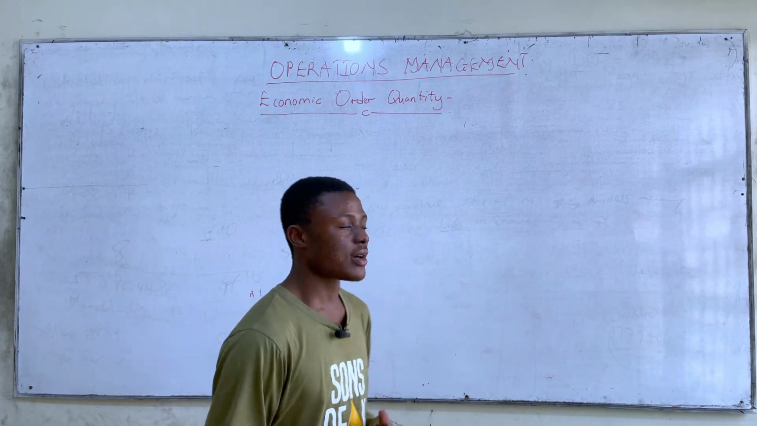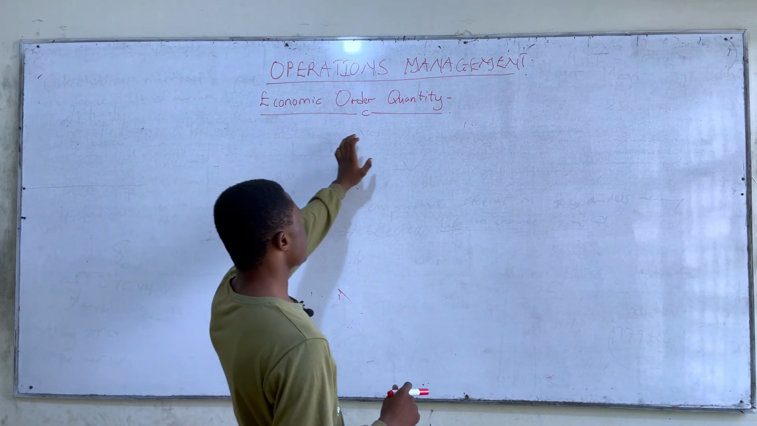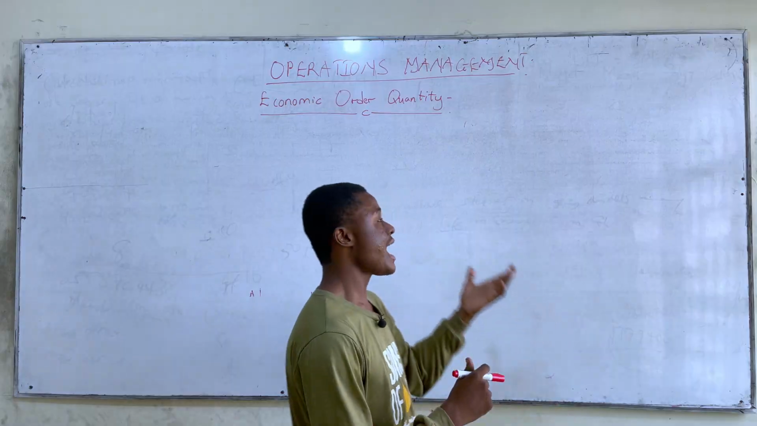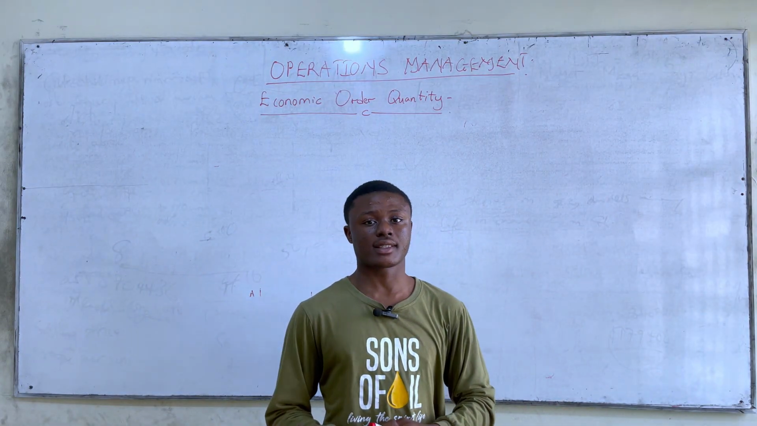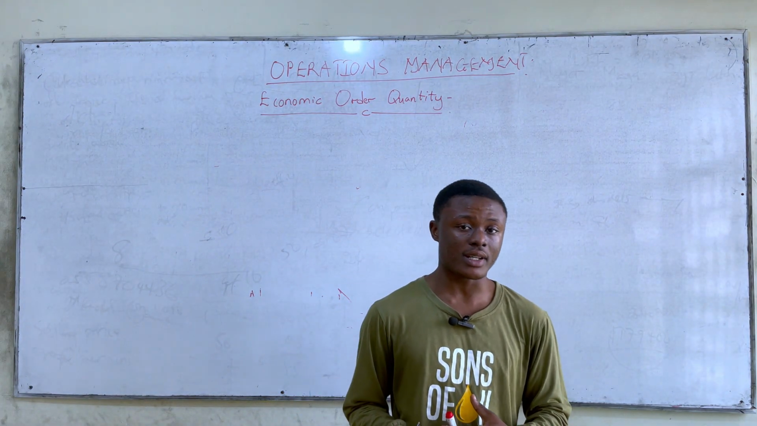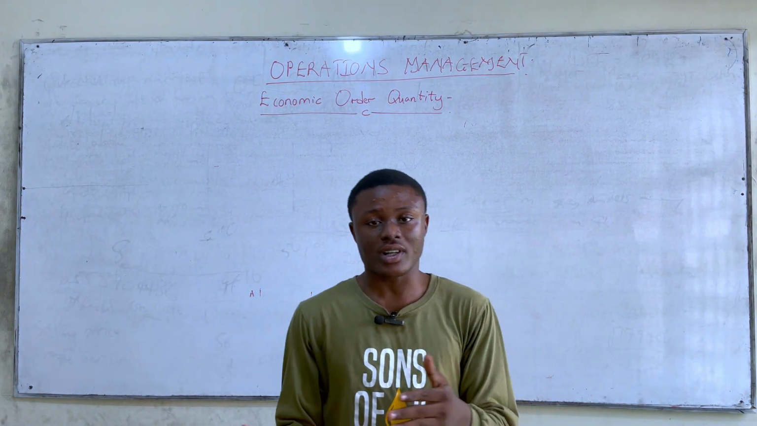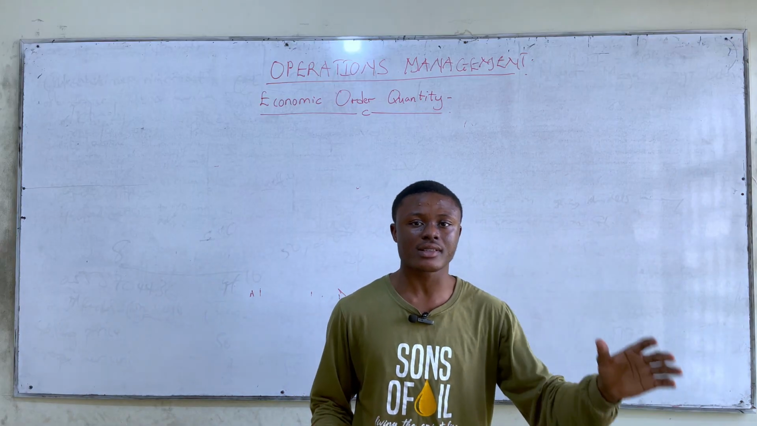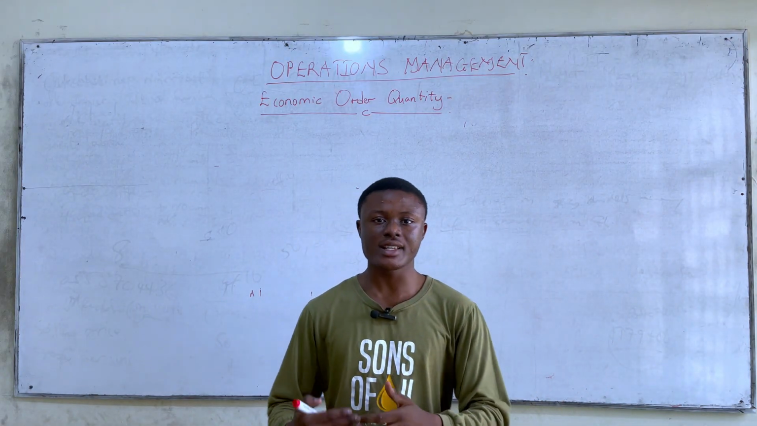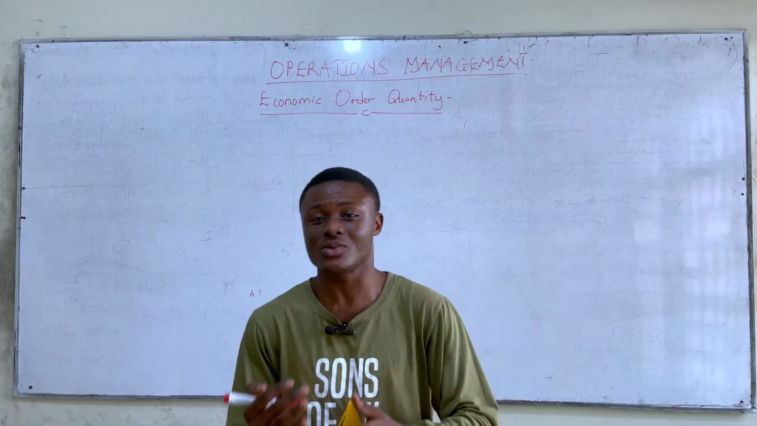Today we are going to talk about economic order quantity, a topic under materials management. When we talk about materials management, it's all about the lifeline of an organization, making sure that materials are well managed for the business or for the organization to run smoothly.